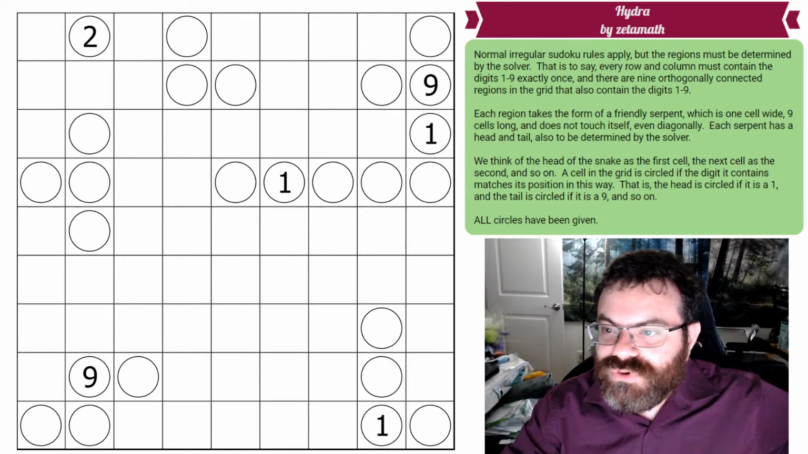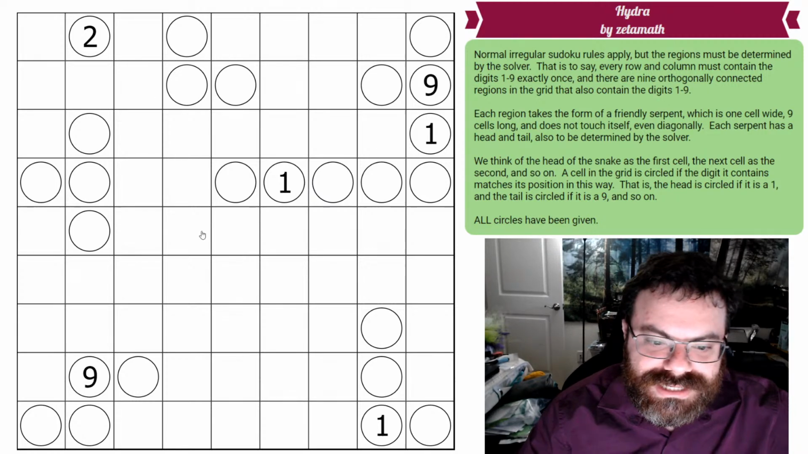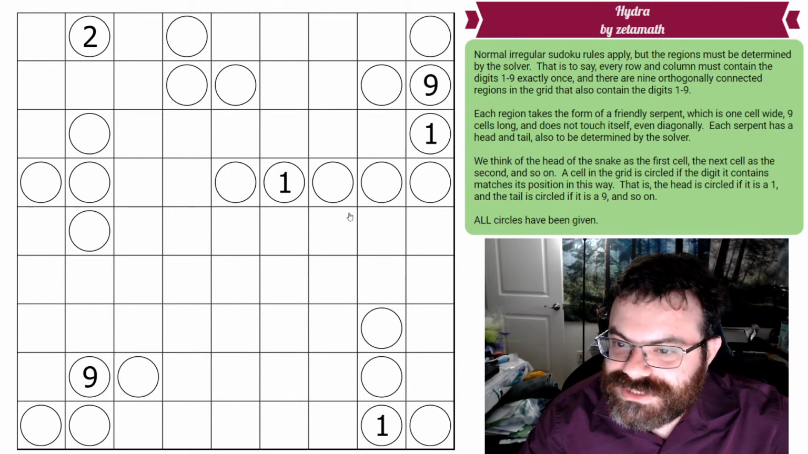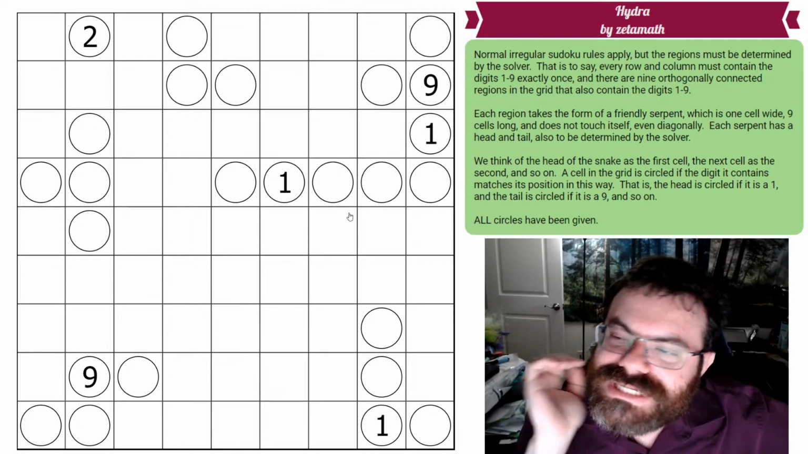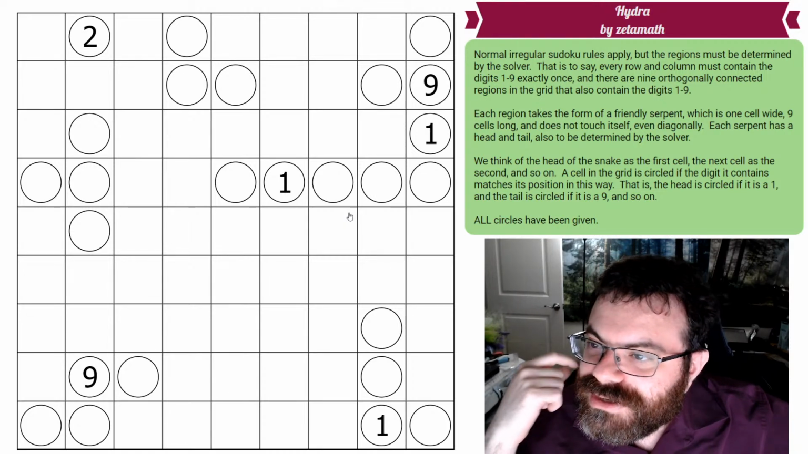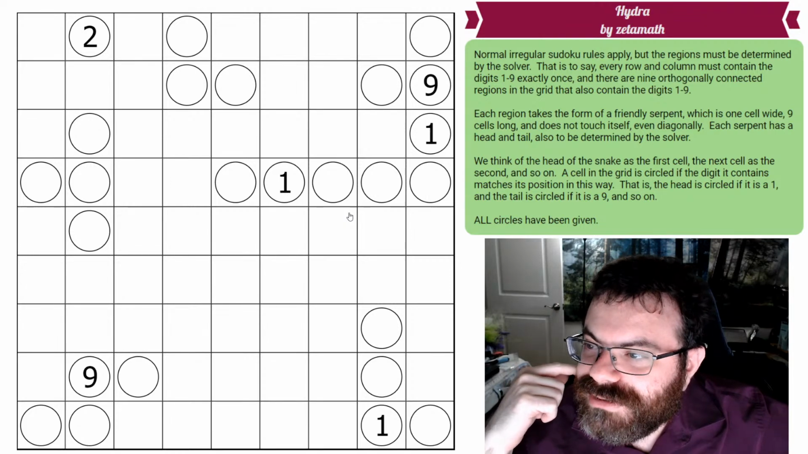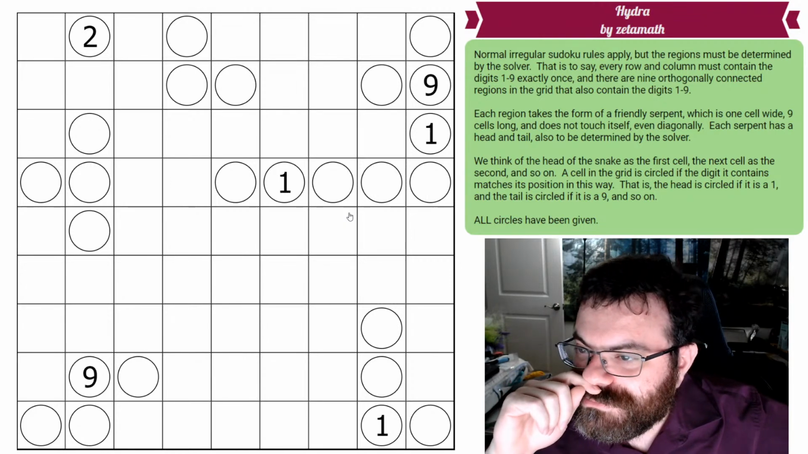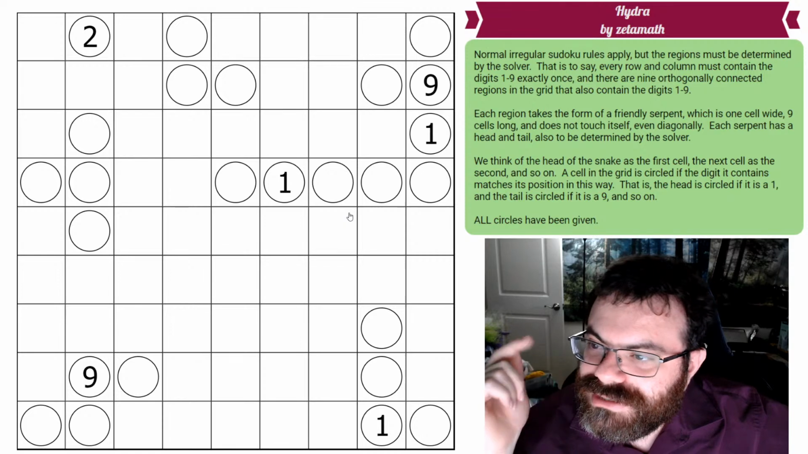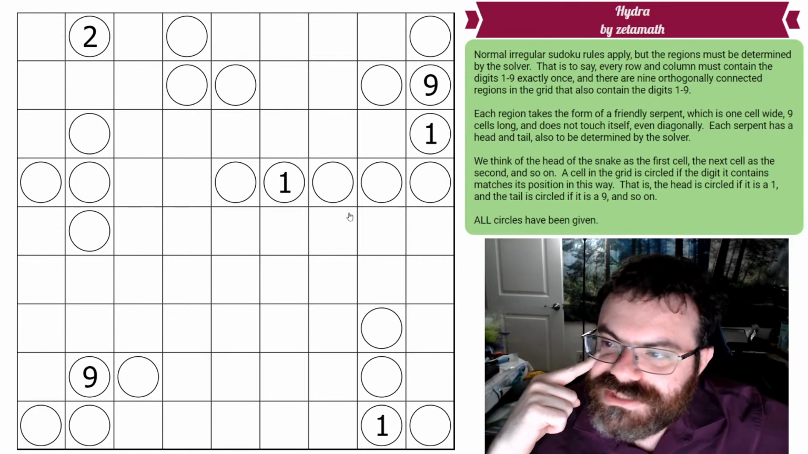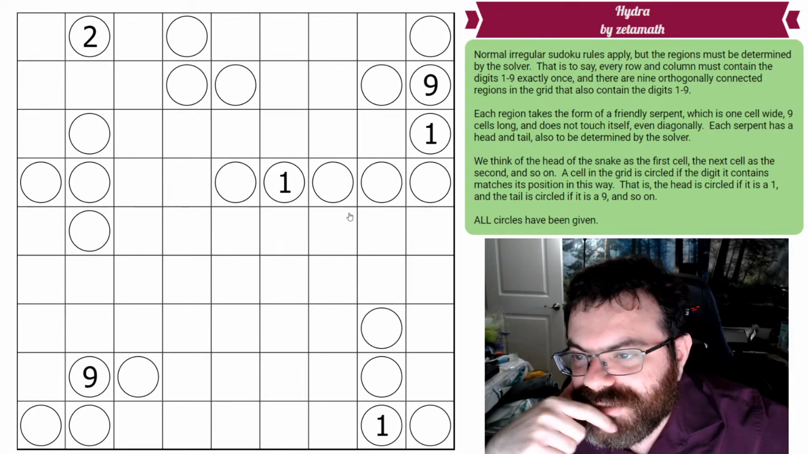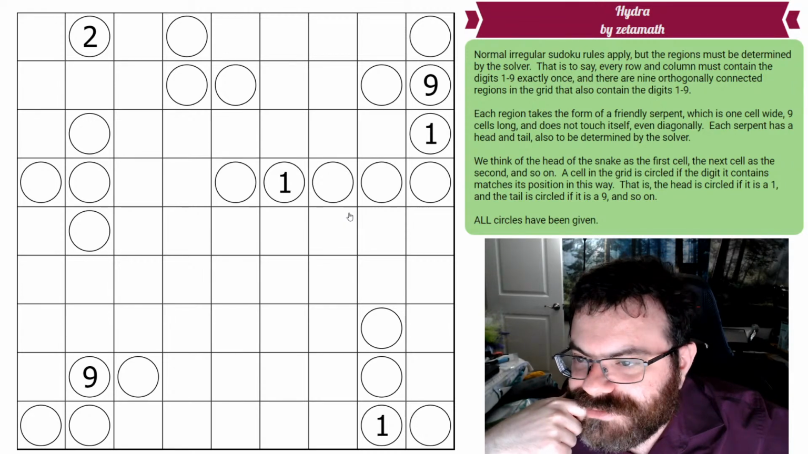Alright, so we have normal irregular Sudoku rules apply, and I'm guessing we're going to have to draw the regions, because there aren't any. The regions must be determined by the solver, so if I just kept reading, I would have figured that out. That is to say, every row and column must contain the digits exactly 1 to 9 exactly once, and there are 9 orthogonally connected regions in the grid that also contain the digits 1 to 9. So it's build your own irregular.